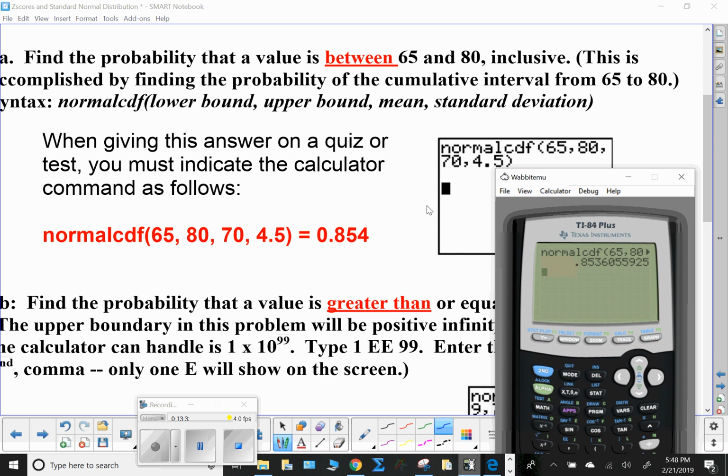Now, down here, I have that you have to give the answer. It used to be that you had to give the directions on how you got it, meaning you had to write down this command, normal CDF and so on. Not so much anymore, because you could also potentially have used Desmos, which is a little bit more difficult. Okay? Desmos requires you to find the Z-score. We're going to go over that in a little bit. So let's first go down to this next one.